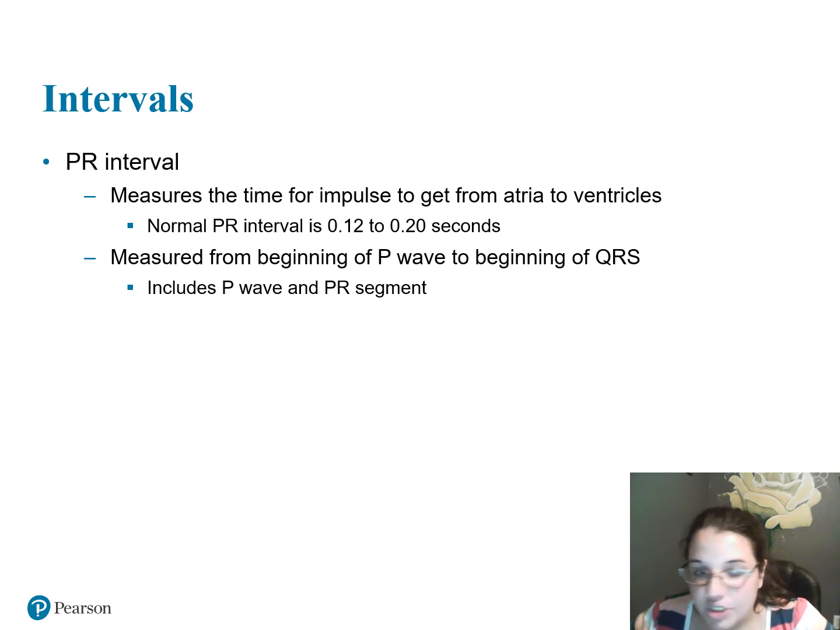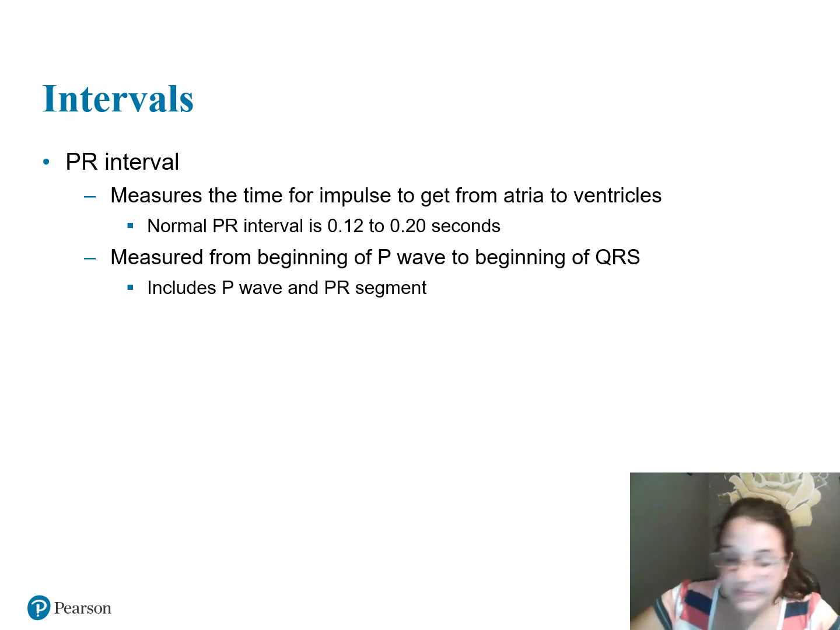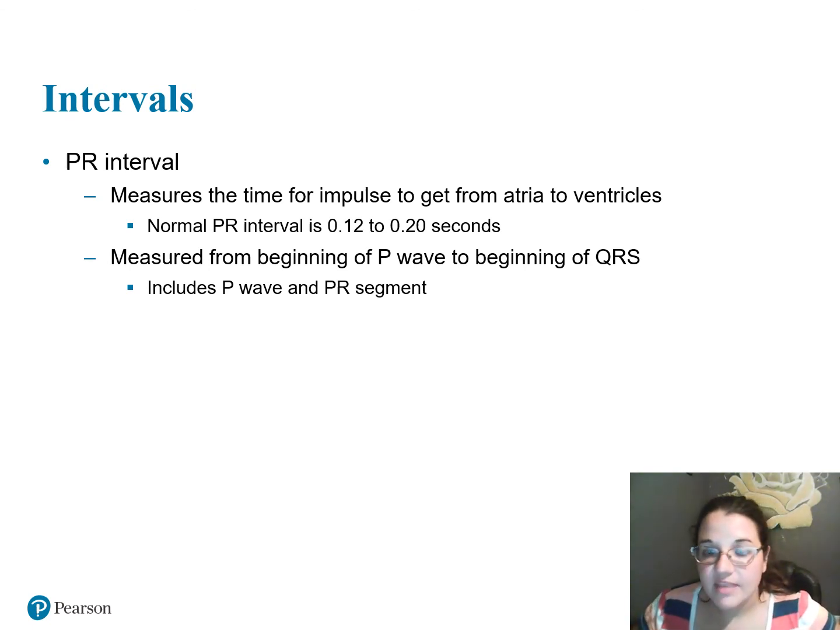Now you would add on to your note sheet that your PR interval measures the time the impulse gets from the atria to the ventricles. Remember, your atria are your top chambers, your ventricles are your bottom chambers. And the normal PR interval should be between 0.12 and 0.20. You're going to measure from the beginning of the P wave to the beginning of the QRS. How do you know where the beginning and the end of these waves are? It's their deflection from the baseline. Is it positive or negative? Once you see that deflection change, that's the beginning and the end of the measurements.